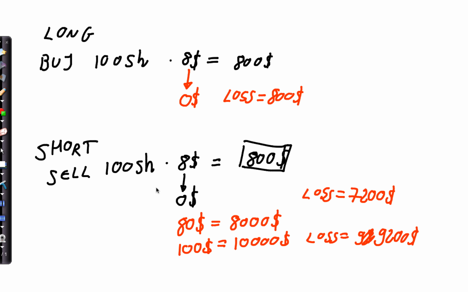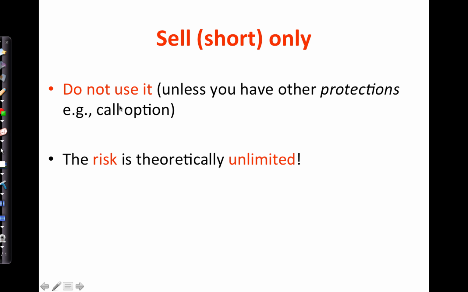So as you can see, there is not a limit to the price that the stock can reach. And since when you are shorting, you lose money when the stock price is going up, you have unlimited risk. You may lose even more than your capital. So when you're going short, you should be very careful. You should have some protection. It can be a stop loss, it can be something else like having a call option, but you need to have something because theoretically the risk is unlimited.